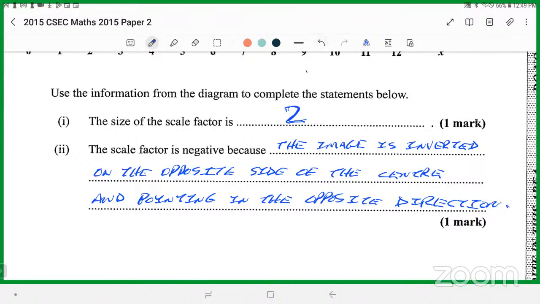That's it. So when the scale factor is negative, you can know that the image of the object will be on the opposite side of the center, and they are pointing in the opposite direction. That's why. But the size of the scale factor, you can't put the negative on it. When it says size, they don't put the negative on it. The scale factor is negative 2, but the size is 2. And the thing becomes twice as large.